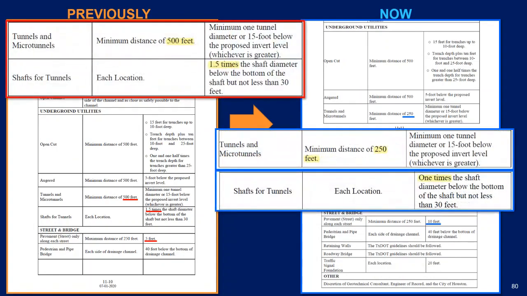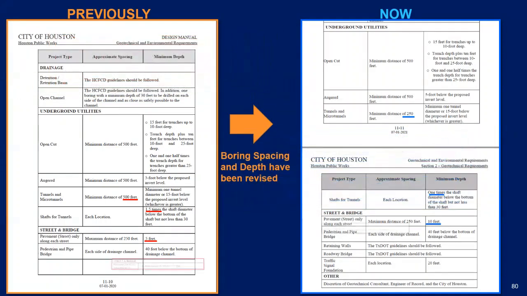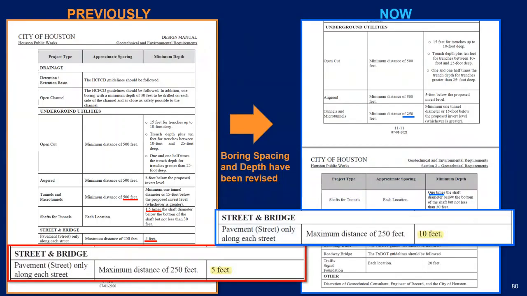We reduced the boring minimum distance for tunnels and microtunnels from 500 feet to 200 feet in order to have a better soil profile for tunneling projects. We also reduced the boring depth of tunnel shafts from 1.5 times the shaft diameter to 1 times the shaft diameter below the bottom of the shaft. However, we kept the minimum depth at 30 feet below the bottom. We also increased the boring depth for a street paving project from 5 feet to 10 feet.